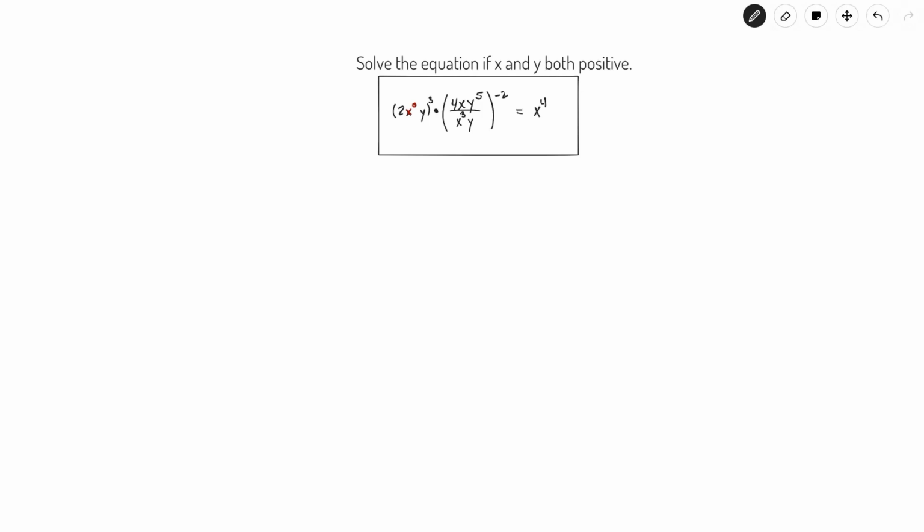The equation says the group 2 times x to the 0th power y cubed times the group 4xy to the 5th power over x cubed y to the negative 2nd power equals x to the 4th power. So this problem was designed specifically to practice using properties of exponents, but also utilizing a little bit of algebra and logic in terms of implementing that into an equation to solve.